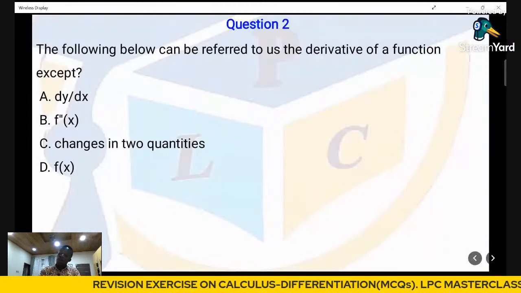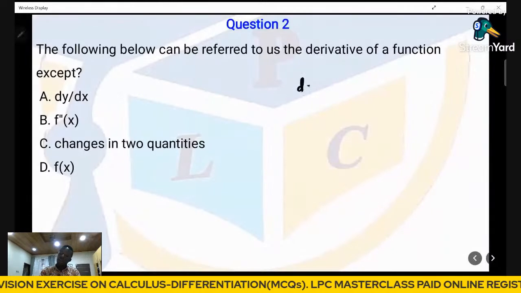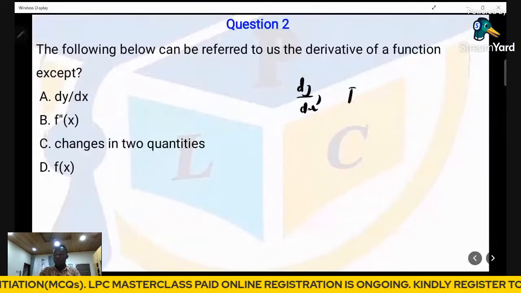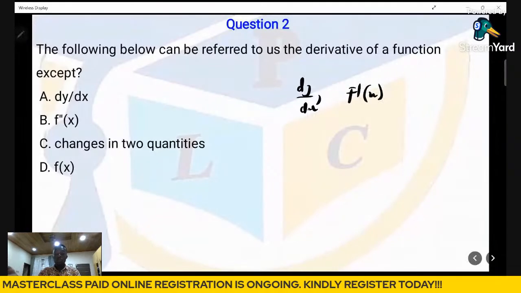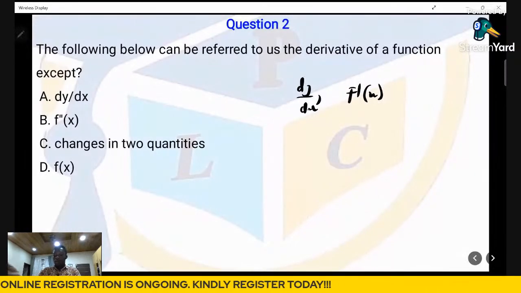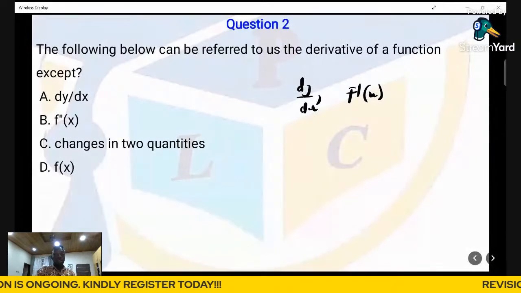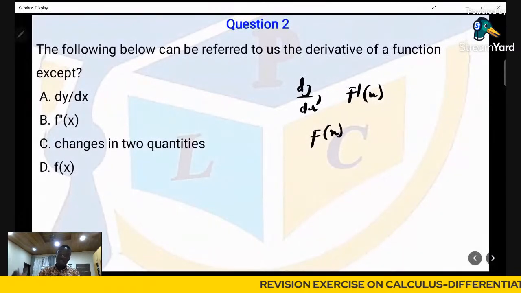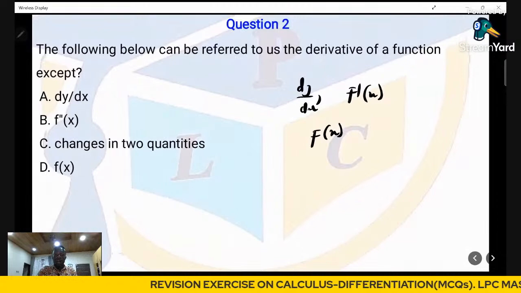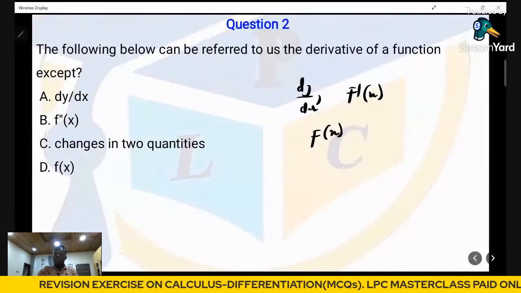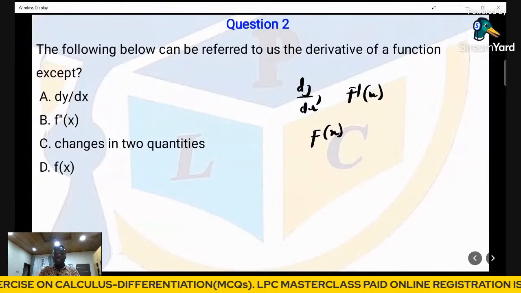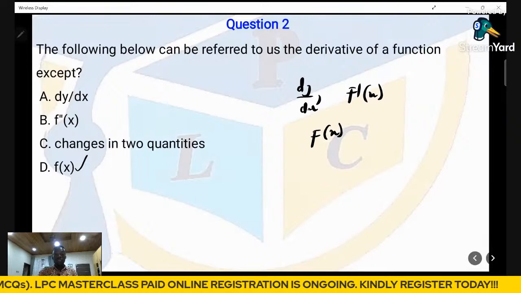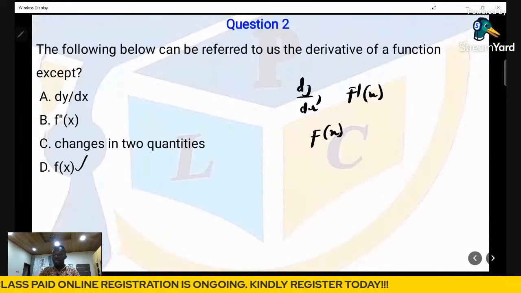So you have, for example, dy over dx as one way of differentiating the function, or possibly f prime of x. That's also another way to differentiate a function. Or better still, changes in two quantities as written in words. But when you have a function of this form, then you haven't differentiated that function. It's still the same function. So the best option that fits is the function f of x, and that should be the answer. So let's take note of that.